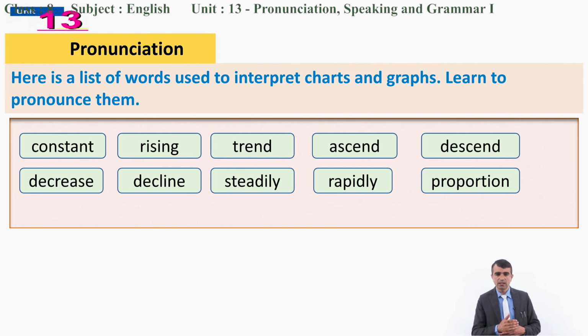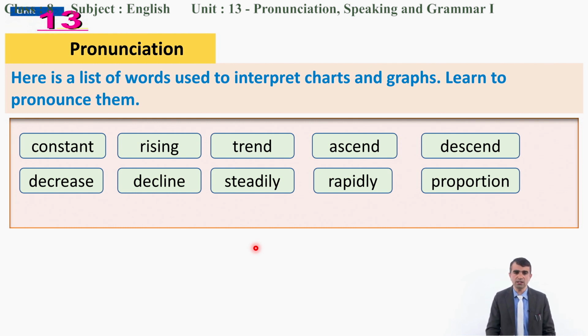So let's try. There are altogether 10 words given. Let's start with the very first one. What is it? C-O-N-S-T-A-N-T. How do you pronounce it? Now listen to how native speakers pronounce it and try pronouncing it in the same way. Concentrate on the audio. You can get the sound and then try in the same way. Try several times. Okay, let's listen to it.